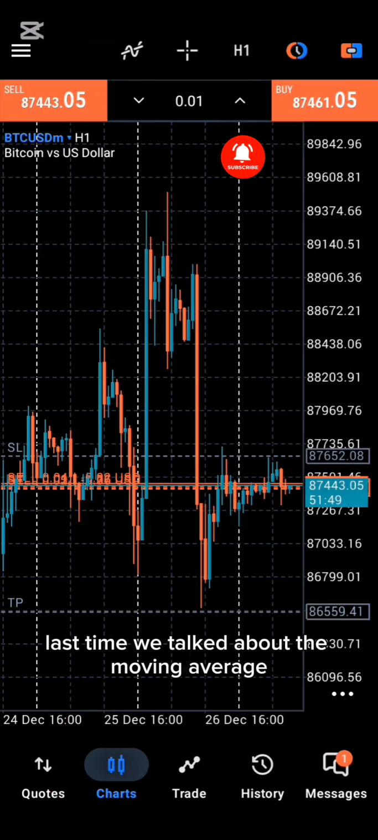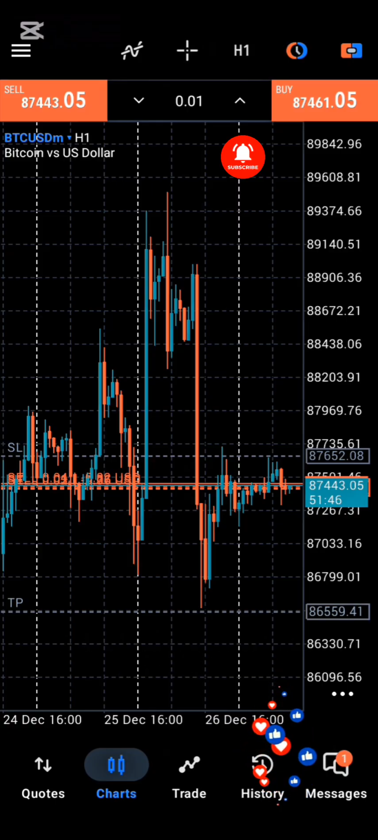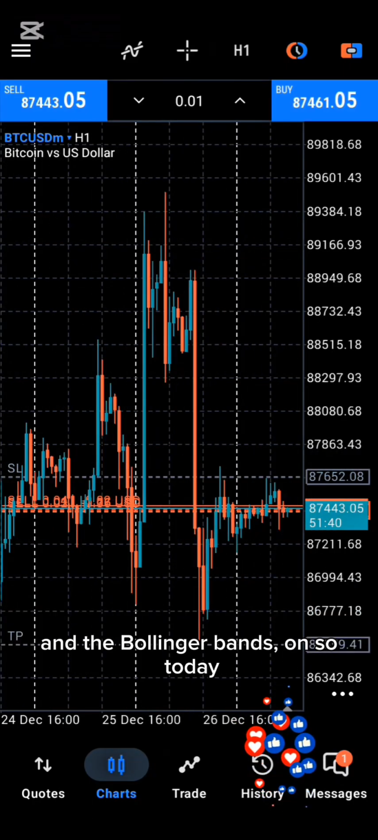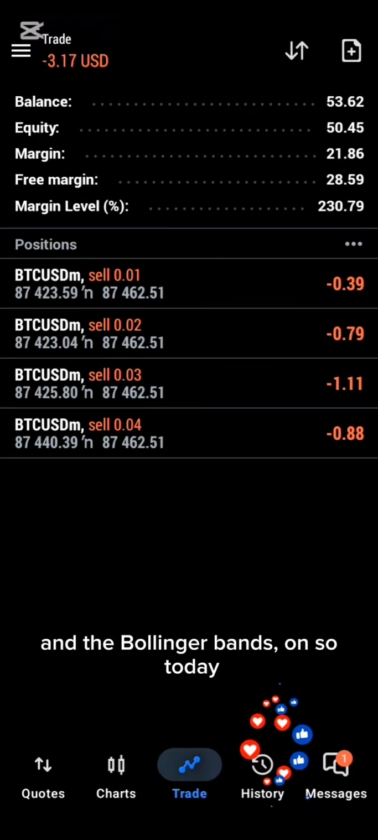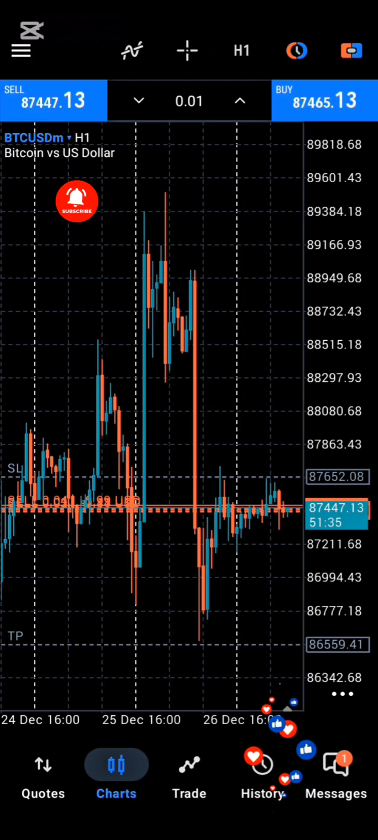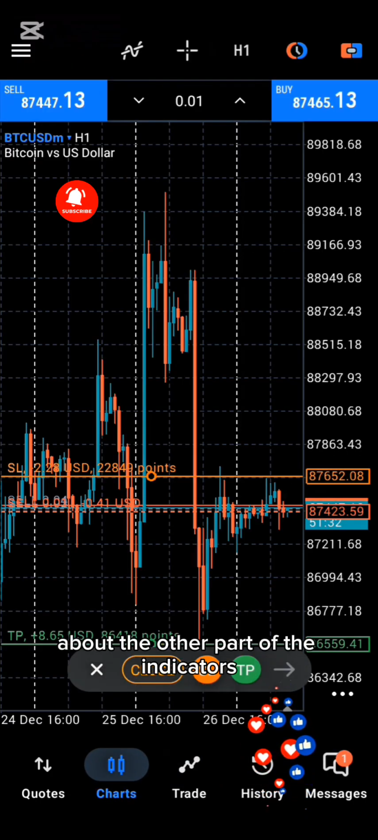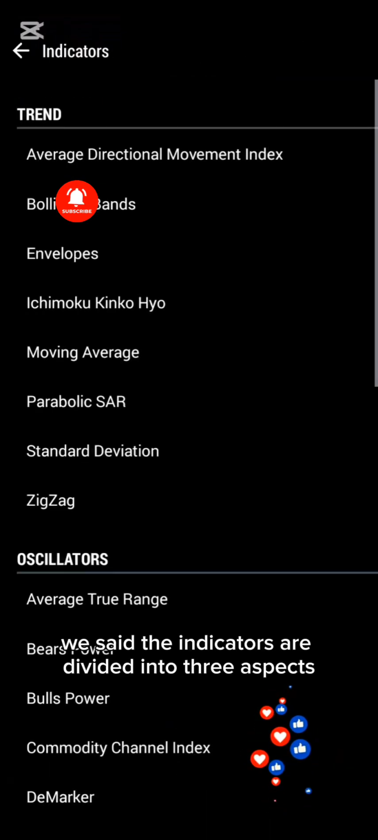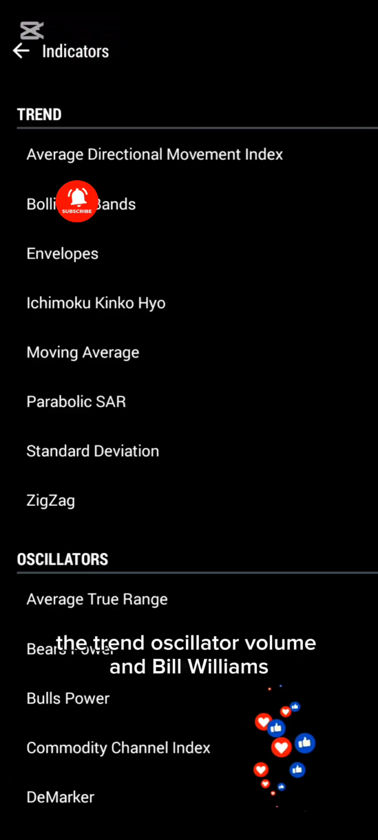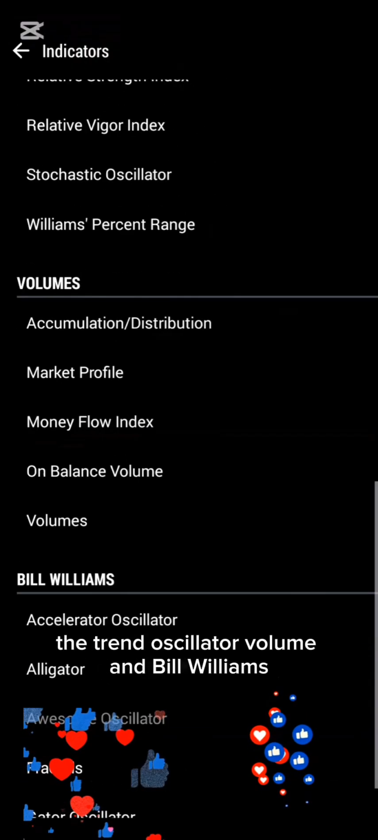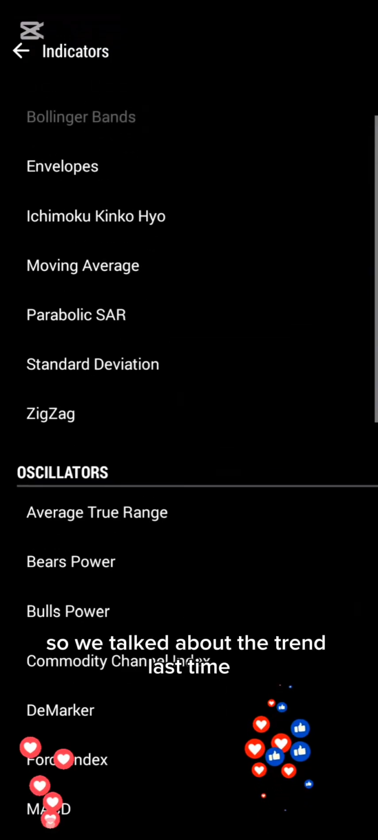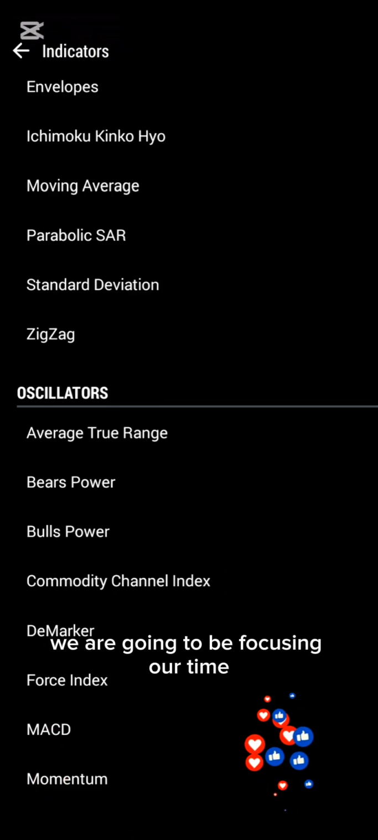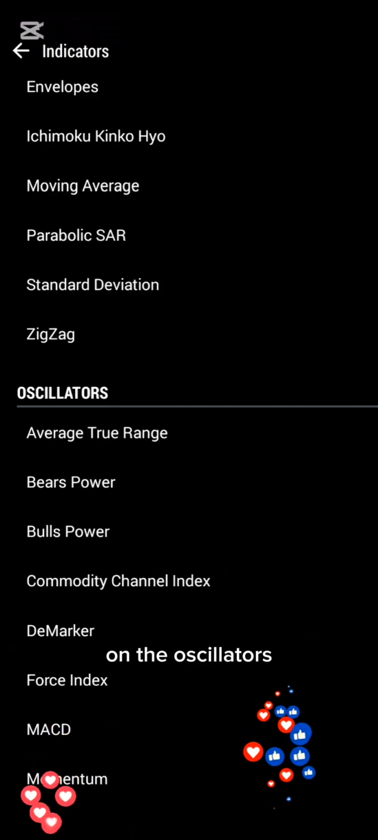Last time we talked about the moving average. We also talked about the envelope and the Bollinger Bands. So today we're going to discuss the other parts of the indicators. We said the indicators are divided into three aspects: the trend, oscillator, volume, and Bill Williams. We talked about the trend last time, so today we are going to focus our time on the oscillators.